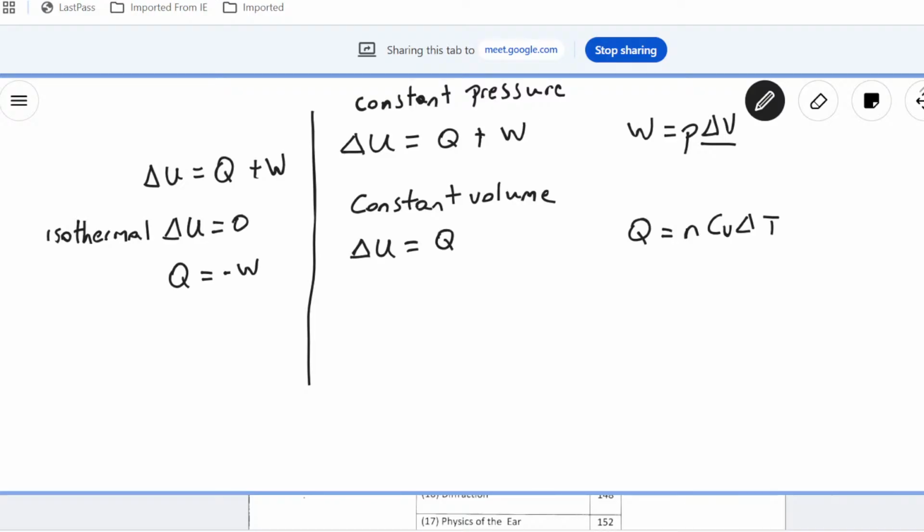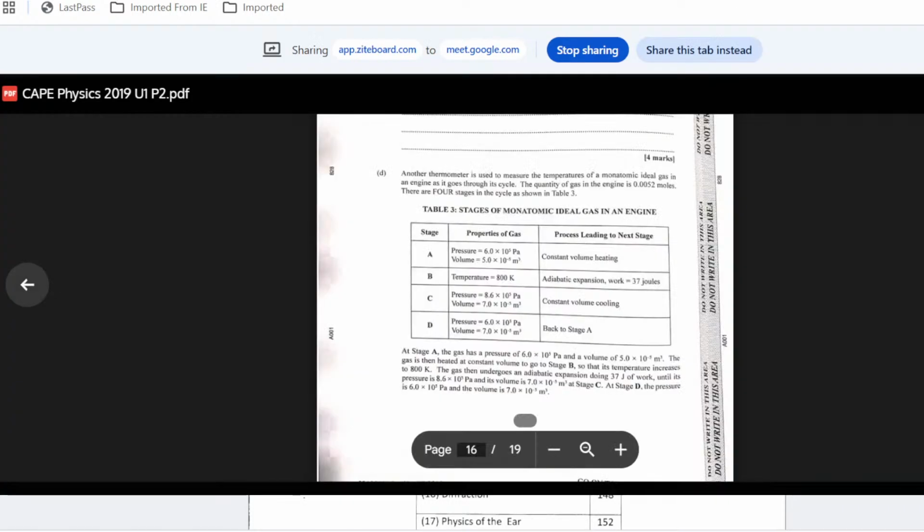So remember we have other equations like PV equals nRT, and NkT. So you have to look at what you are given here. Alright.